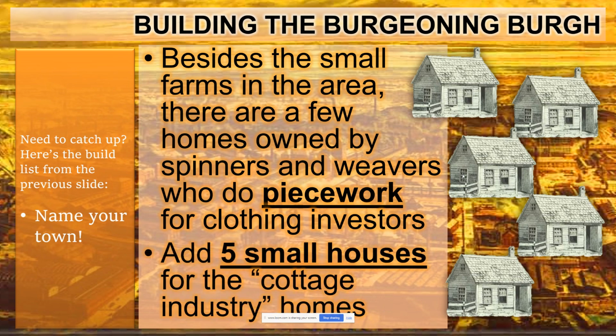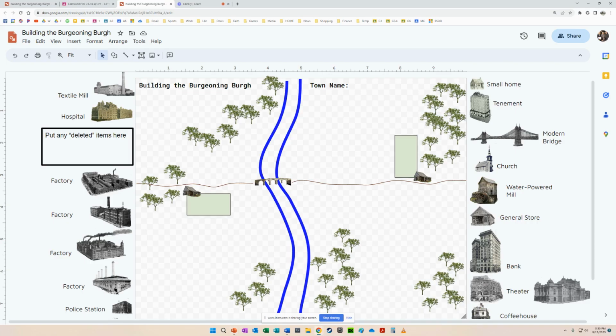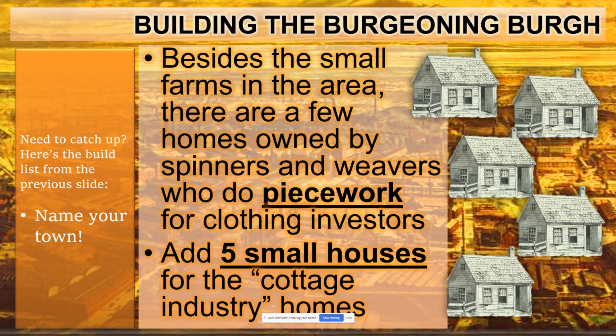So as you're doing this, go ahead and add 5 small houses for what are known as these cottage industry homes. So what you want to be able to do is just simply click and drag. If you've got a small home here, just click and go ahead and drag that item wherever you would like. And so go ahead and keep on clicking as many as you need wherever you would like on that particular piece there.